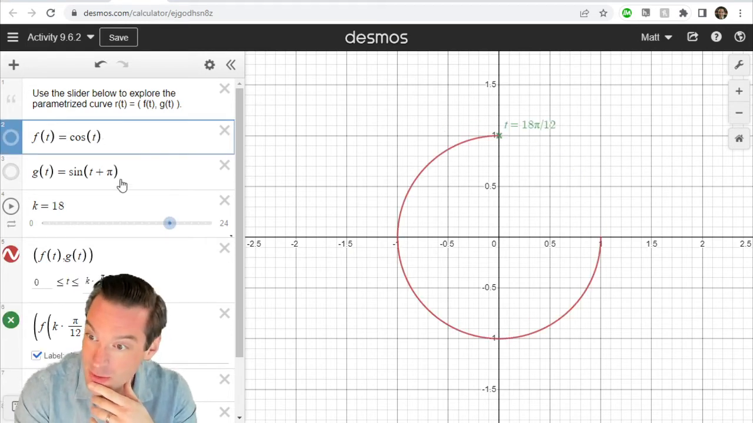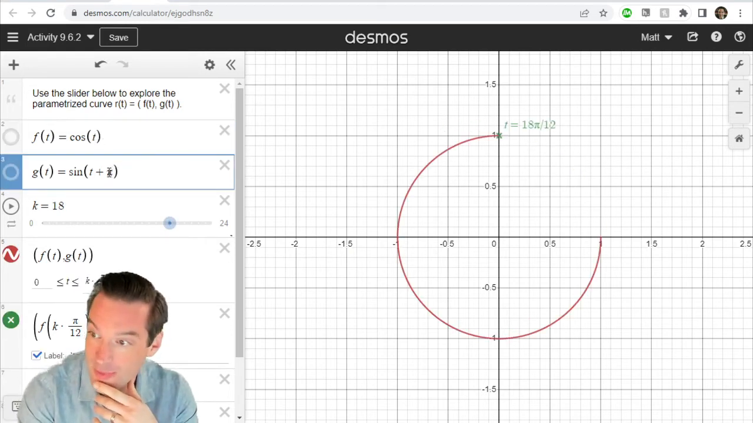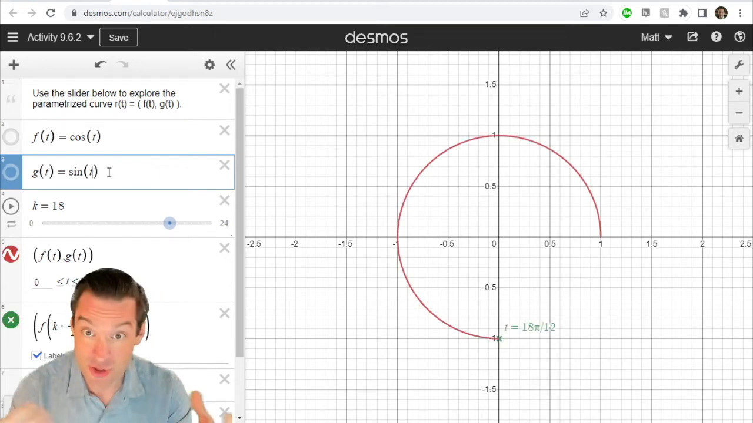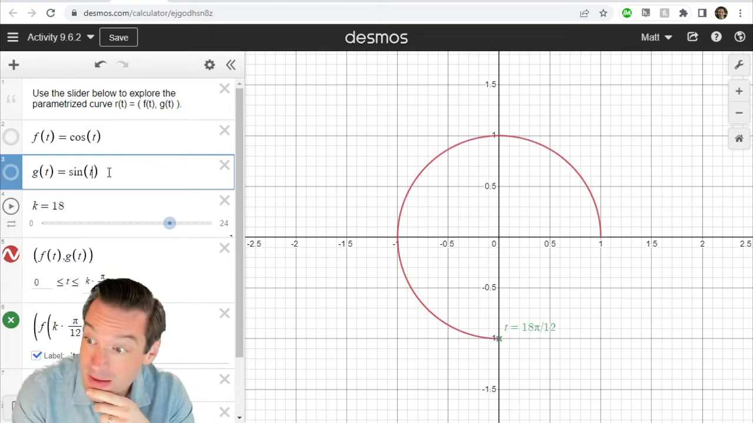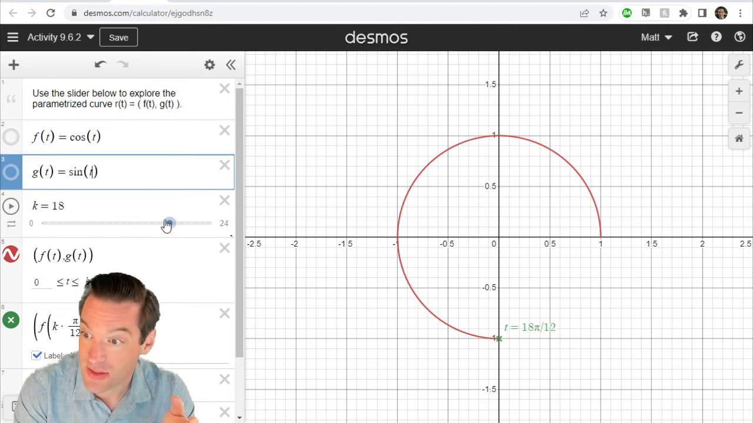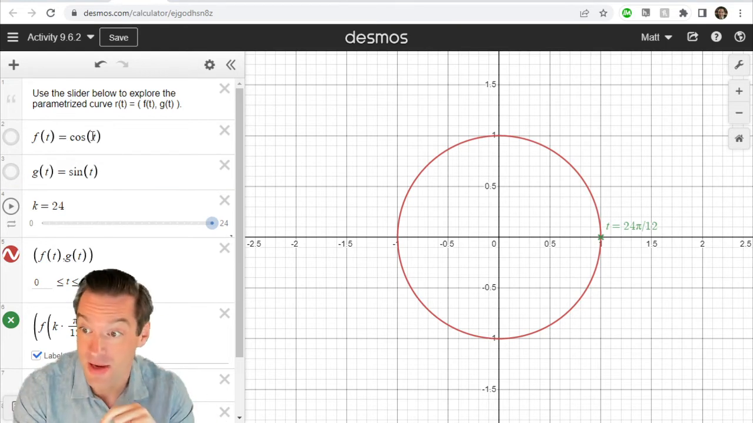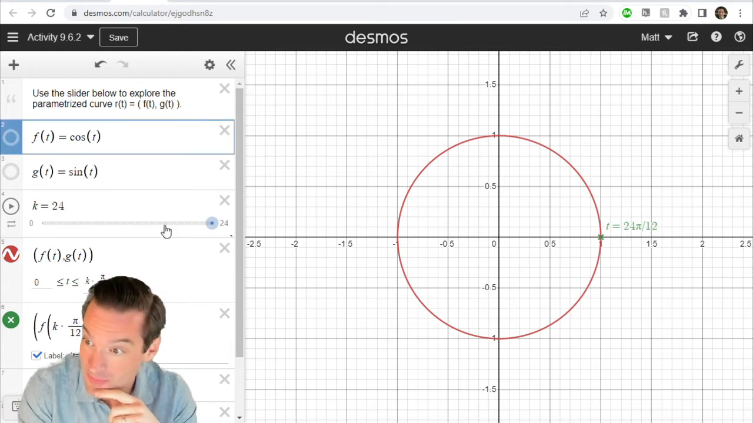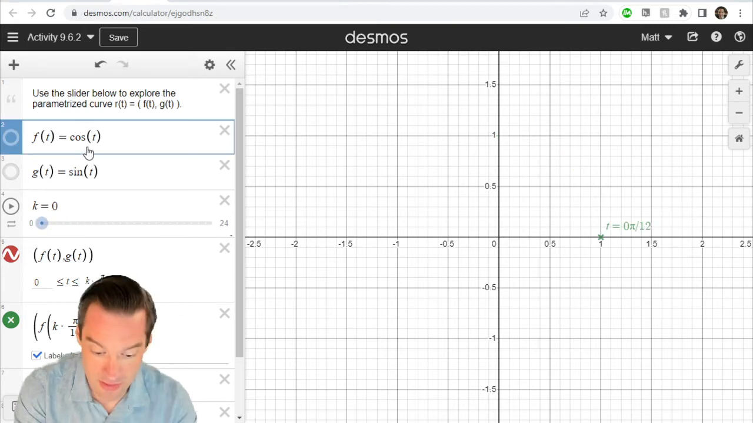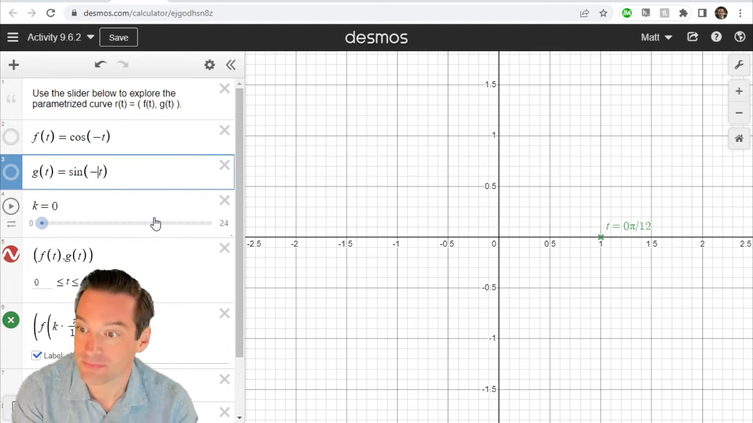And so that's another thing we can talk about with respect to parameterizations, is we can talk about the direction of the parameterization, right? That even though they're parameterizing the same circle, this version is parameterizing it in a clockwise sense. And if we swap sine and cosine, it's in an anticlockwise sense. Also, what do you think would happen if I replace t with minus t?